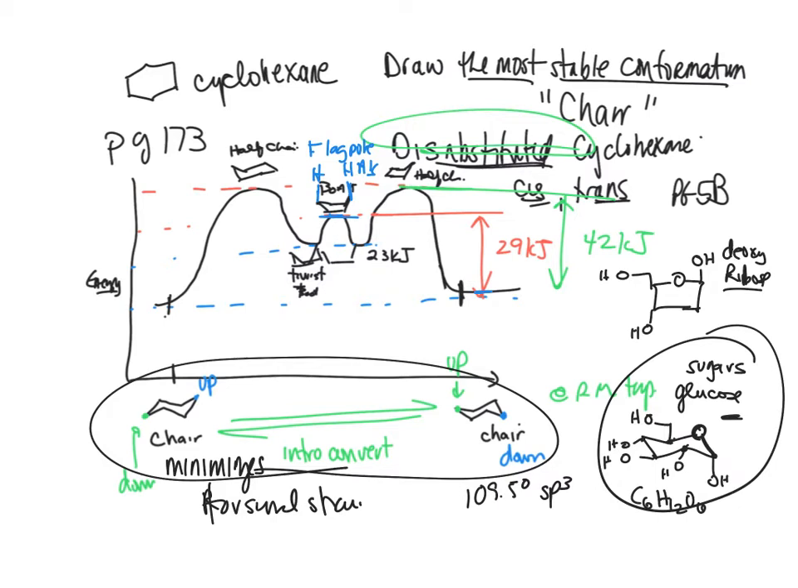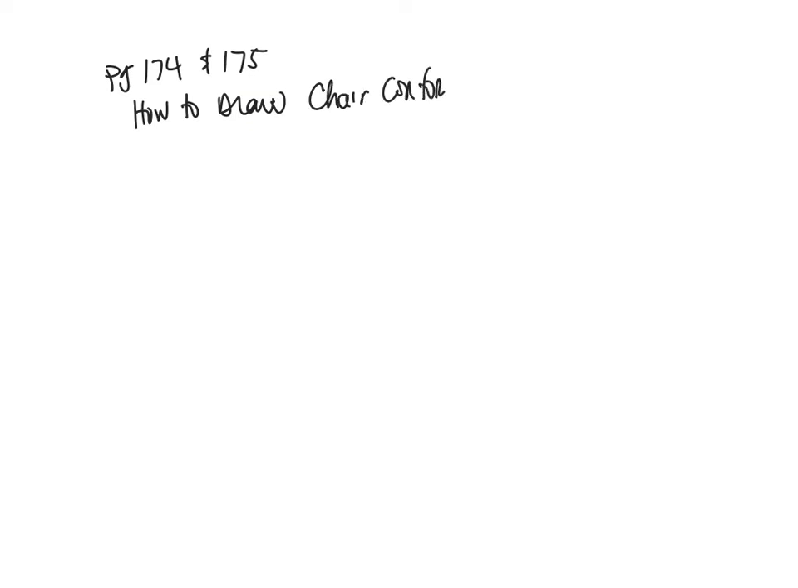All right, now let's go to page 174 and 175 of your book, and it's all about how to draw the chair. So we're going to practice how to draw the chair, and that's what we'll be doing in class. So page 174 and 175, I'm sure you have a slide, and this is how to draw the chair conformation of cyclohexane.